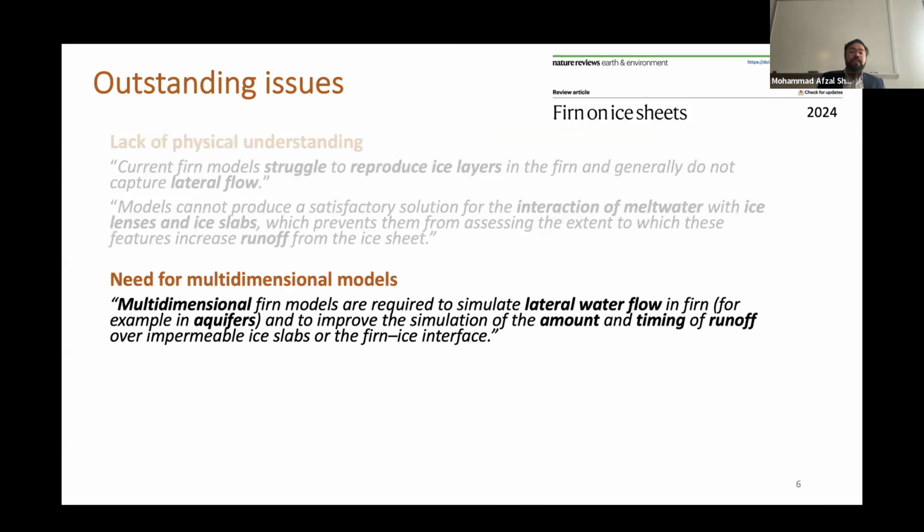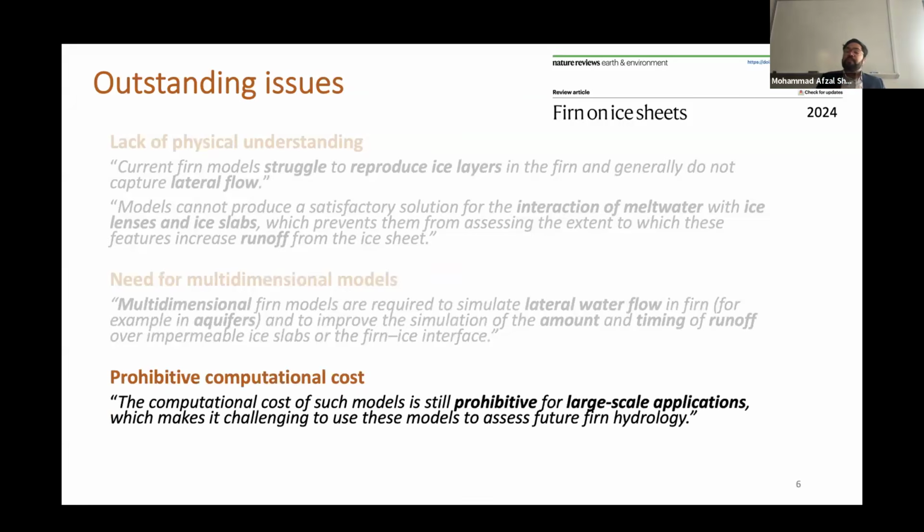Next is the need for a multidimensional model. What we are expecting is multidimensional physics. We want to know what the lateral runoff is without really modeling the lateral runoff within the firn. So that is needed. There are several models which are able to do multidimensional simulations, but the computational cost is prohibitive for them. And most of the models available in the community are still rasterized one-dimensional models. So we need to reduce this computational cost.